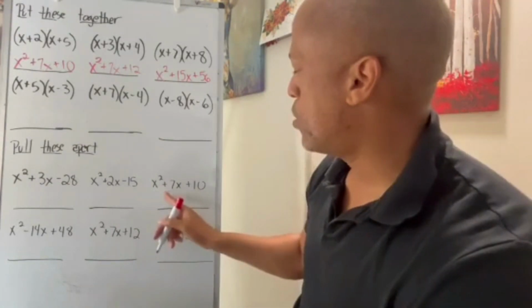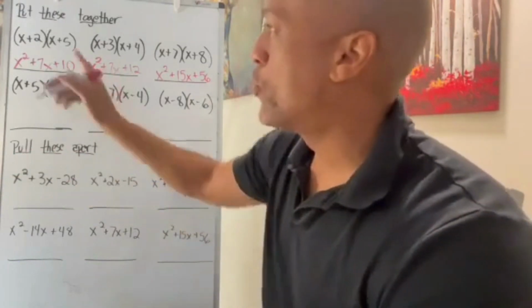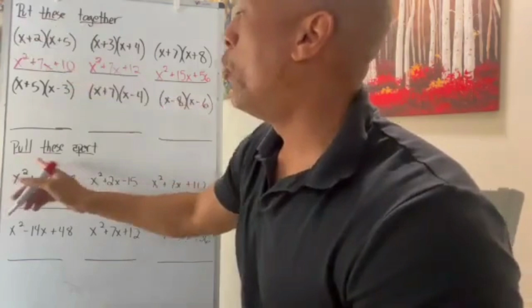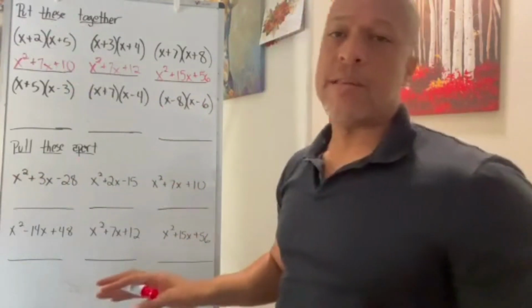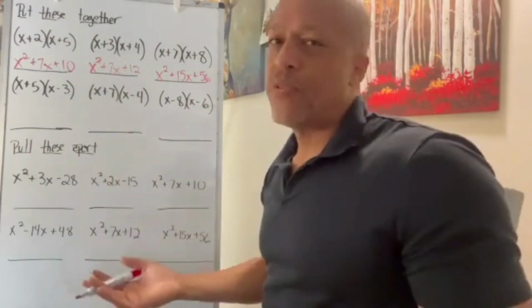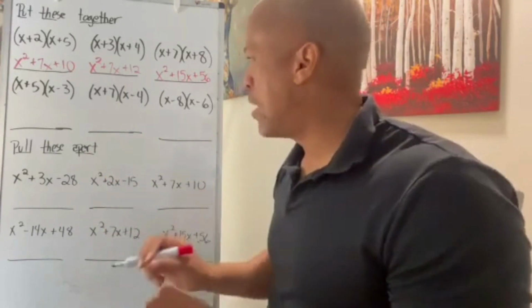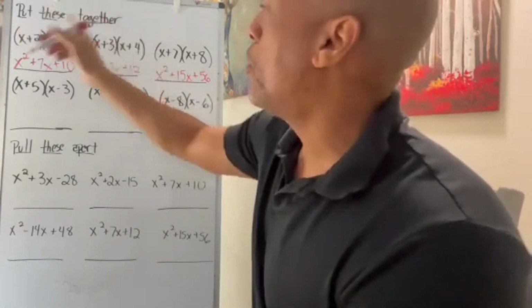I have an x squared plus 7x plus 10. So when I factor these, notice also what I wrote: put these together, pull these apart. Doesn't get any more basic than that. I didn't write, oh, factor these. We'll talk about that later, yes, that's what factor means. But for right now, I want a concept. I want them to understand the concept. So put these together.